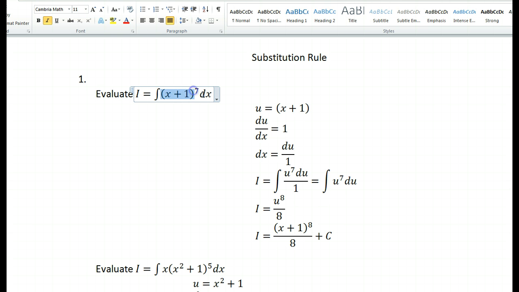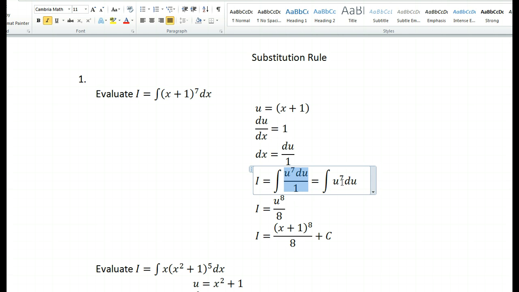So we go up here now. This is u to the 7. For dx, we replace the dx by whatever we found here, du over 1. So finally we get I is equal to the integral of u to the 7 du over 1. Well, dividing by 1 won't make any difference, so this is the same as the integral of u to the 7 du.